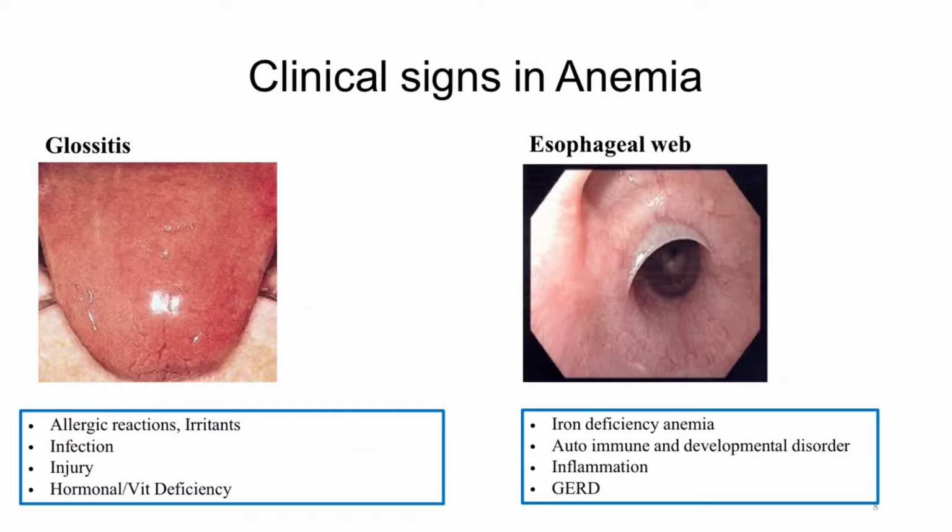Here you can see a patient of anemia with glossitis. The tongue is pink or red and shiny with loss of papillae. Glossitis can be seen in allergic reactions, infection, injury, or some hormone or vitamin deficiencies. Similarly, a patient with anemia can have esophageal webs, which are common in iron deficiency anemia, autoimmune and developmental disorders, inflammation, and gastroesophageal reflux disorders.